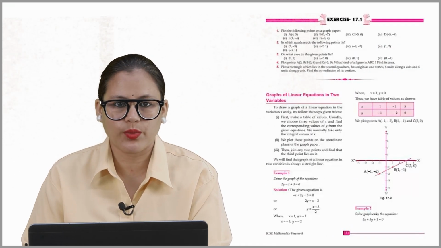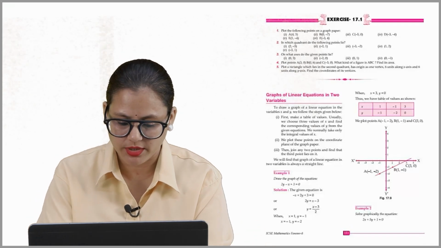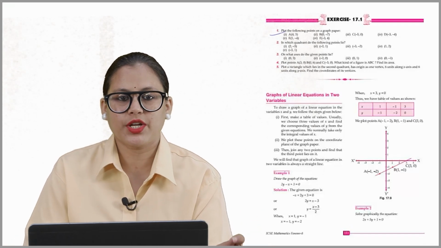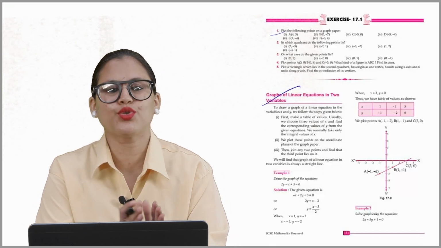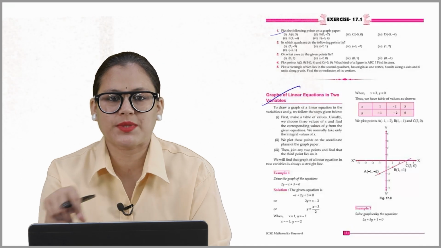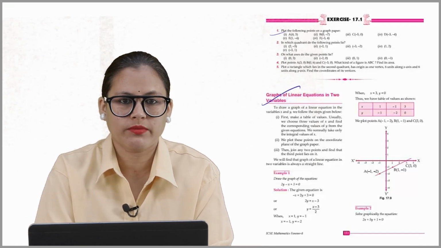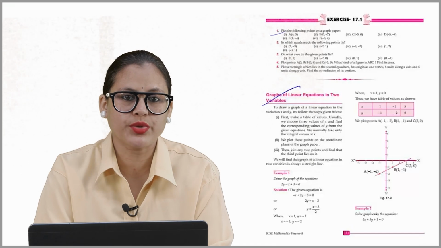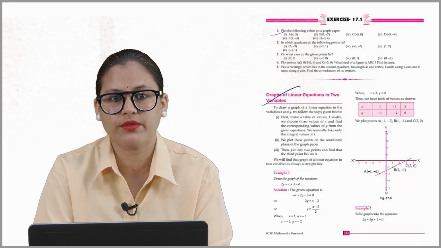Exercise 17.1, what you have to do, you have to plot the points on a graph paper which are given here, right? Next, graphs of linear equations in two variables. To draw a graph of a linear equation in the variables x and y, we follow the steps given below. Number 1, first make a table of values. Usually, we choose 3 values of x and find the corresponding values of y from the given equations.